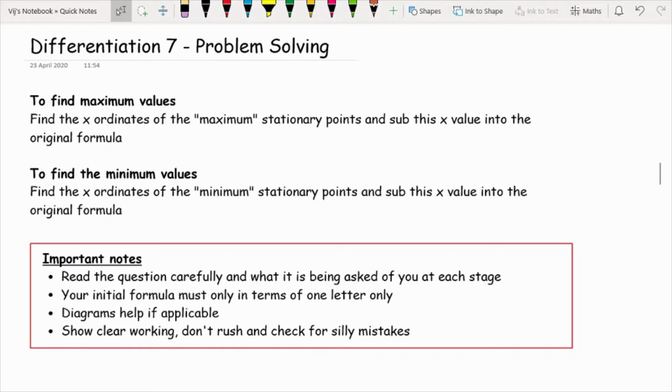Don't rush and check for silly mistakes. It's very, very easy to make silly mistakes because of the amount of algebra you're going to be doing for these questions. So it's always worth running through your answers, checking for silly mistakes, and also looking at the validity of your answer. And as I said, if you've got access to a graphic calculator, you could put your equation in and use the correct functions to find the peaks and troughs of those particular functions.